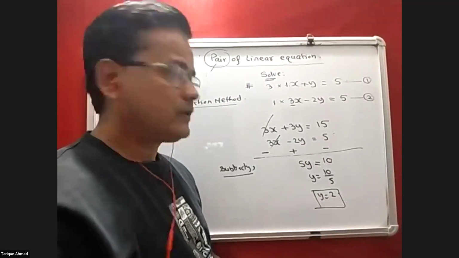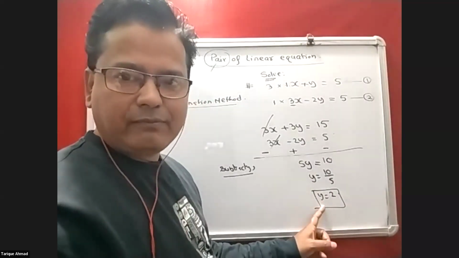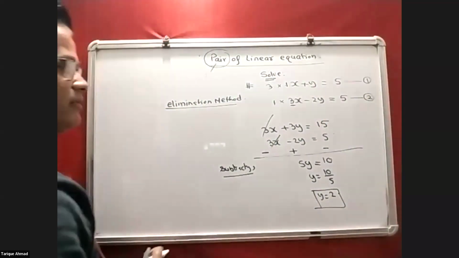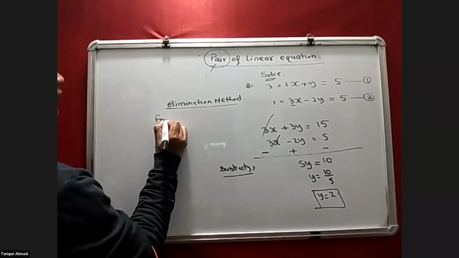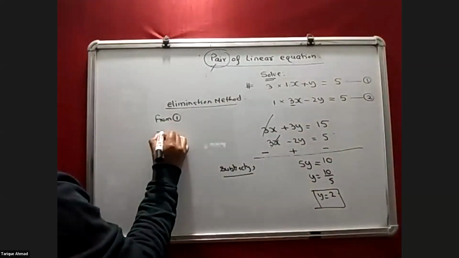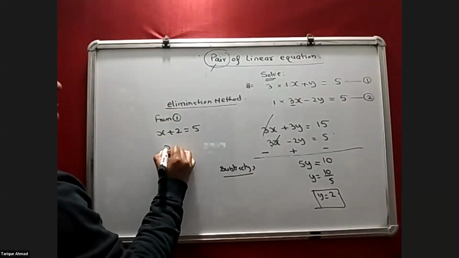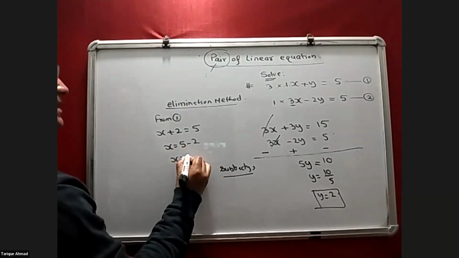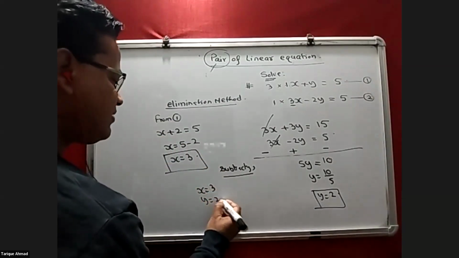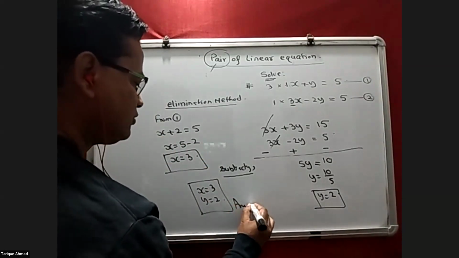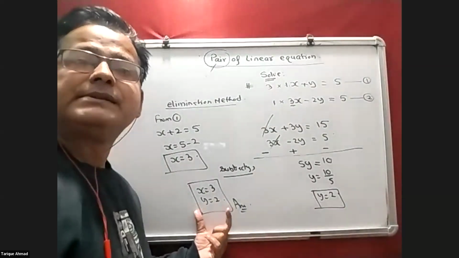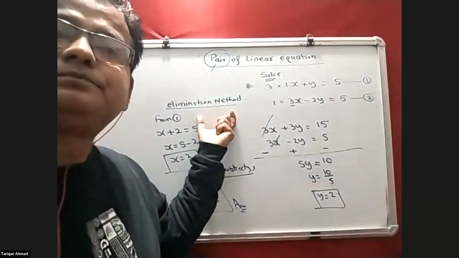Fine. Now, once we get the value of one variable, we can put it in any one equation to get the corresponding x or y. Here we get y. So from equation 1, putting the value y equals 2 here, x plus 2 equals 5. So x will be 5 minus 2. So x is in fact 3. So finally we get x as 3 and y as 2, the solution. This method is called the elimination method.